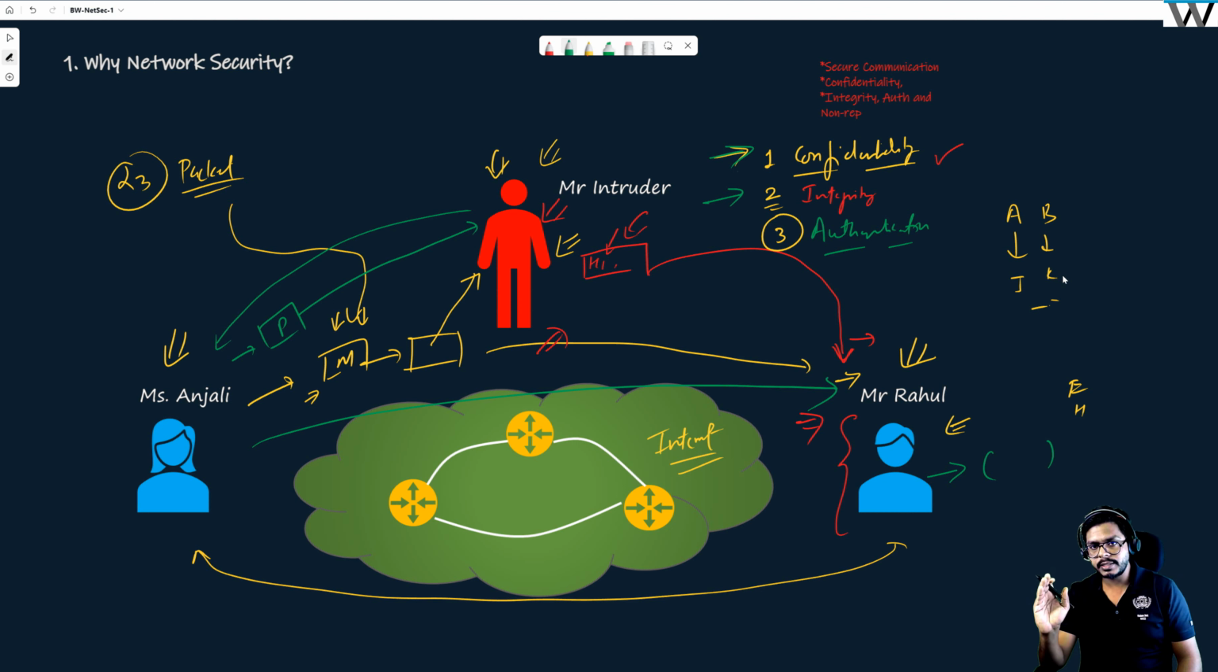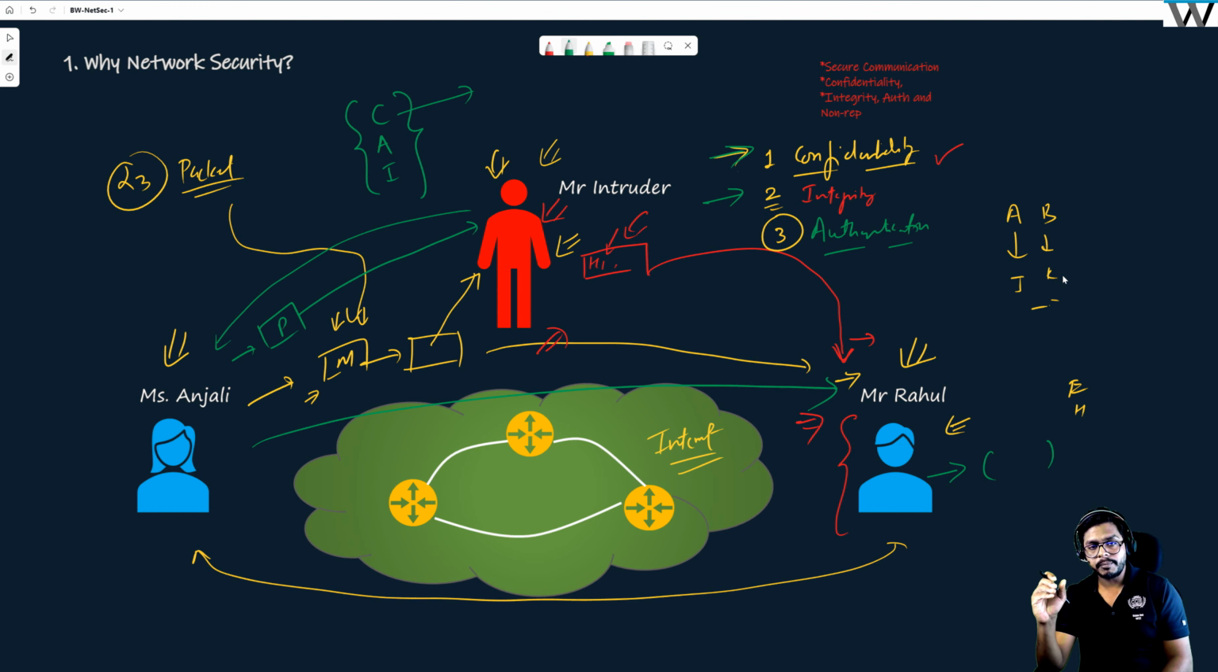What I'm talking about is a security solution. If any security solution gives you these three things, confidentiality, authentication, and integrity, we call it a foolproof solution. If I talk about only an individual thing, can confidentiality provide you secure communication? No, absolutely not. But can confidentiality and authentication provide you a foolproof solution?